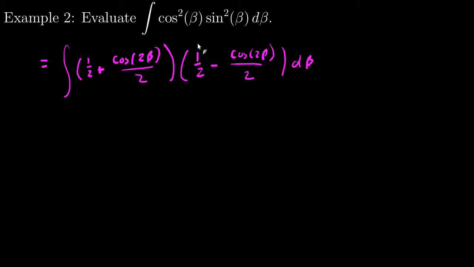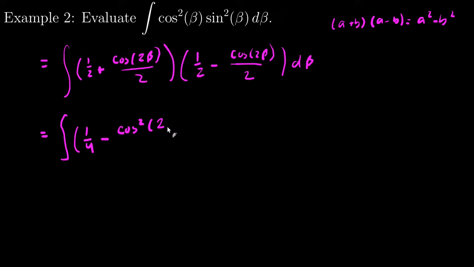And now I have the difference of squares rule. So I have a plus b times a minus b. We know that formula. A plus b times a minus b is a squared minus b squared. So I'll use that here. 1/2 times 1/2 is 1/4. If I tried to FOIL, this times negative that, plus that times this would cancel out, and I am left with the other term, which is cosine of 2 beta over 2 times negative cosine of 2 beta over 2, which is negative cosine squared of 2 beta over 4 d beta.